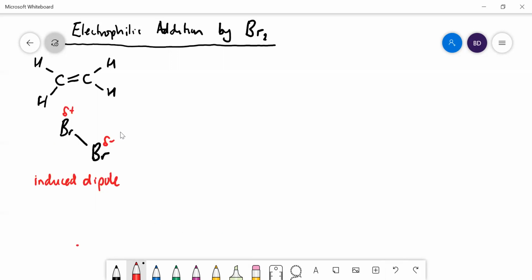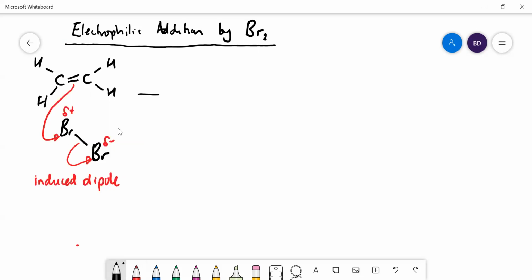As this bromine gets closer and closer, it will attract the pi electrons, and they will eventually jump onto the bromine and form a sigma bond to the bromine. Then this bond will simultaneously break, so those electrons will shrink back and form a lone pair on that bromine, instead of a bonding pair.